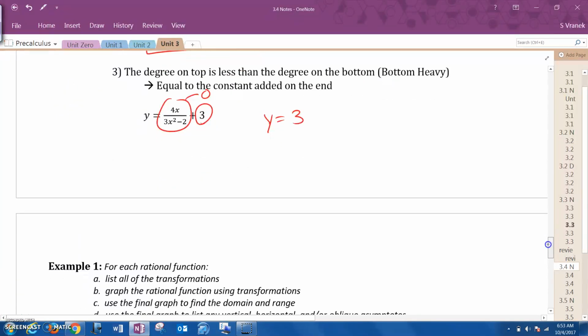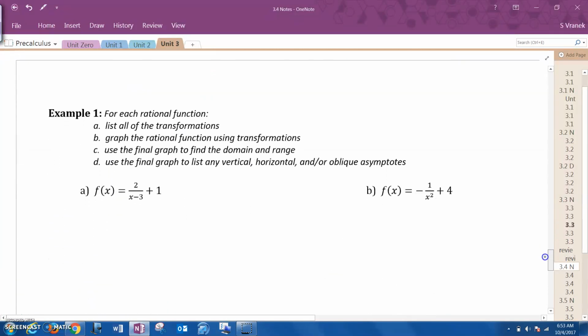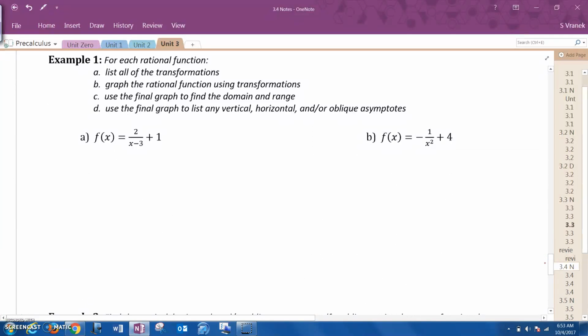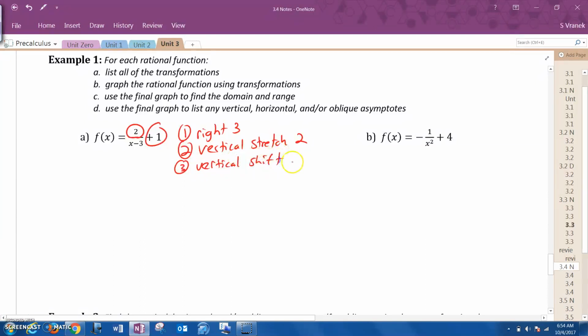So now we're going to do some examples. It says for each rational function, list all of the transformations. So again, there are 3 here. We start with the horizontal transformation. I would say that it is right 3. Then I would say it's a vertical expansion or a stretch by 2. And then this is the vertical shift. I could have just said shift up 1.